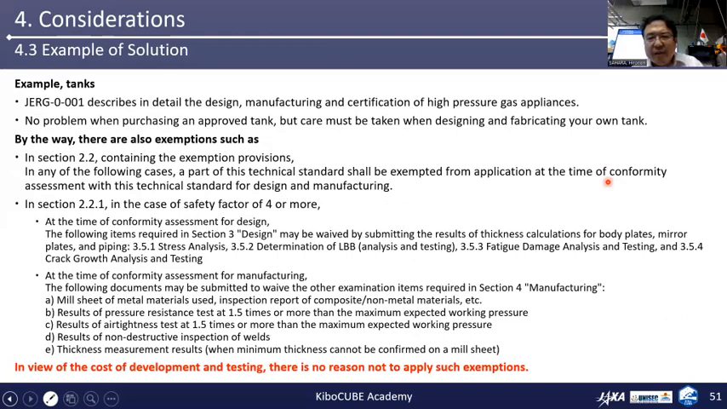As a concrete example, let us take propellant tanks. JERG-0001 details the design, manufacture, and certification of high-pressure gas equipment, and based on this, consider providing the tanks yourself as your own. To have a home-built tank certificated, one has to go through a very large number of steps, which are very difficult anyway.